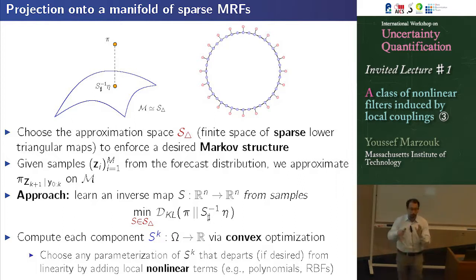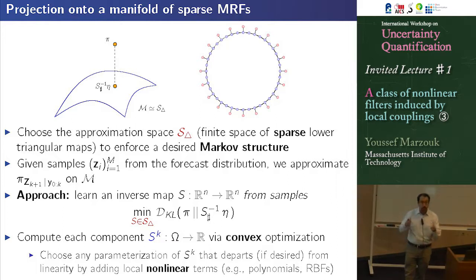That Markov structure is going to tell me a space of maps that I can consider, because I can map directly from the Markov structure to the sparsity pattern of triangular maps. Now, given samples from the forecast, I'm going to use those samples to learn a map. In learning a map, essentially, I'm learning an approximation of the forecast distribution in this class of distributions that have this particular Markov structure. Okay? So I applied those ingredients before.